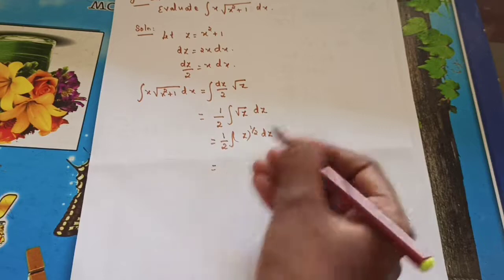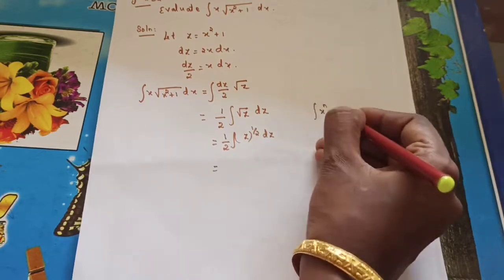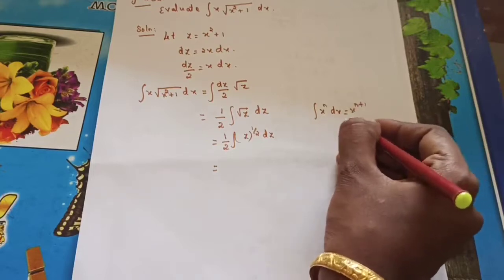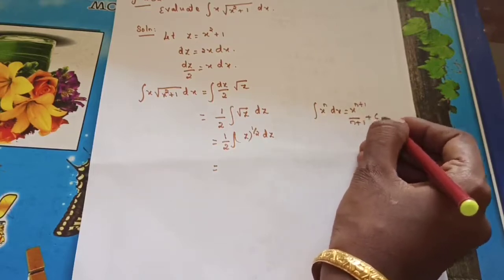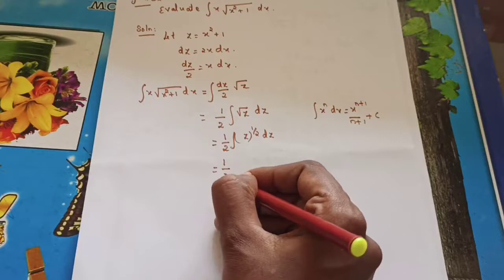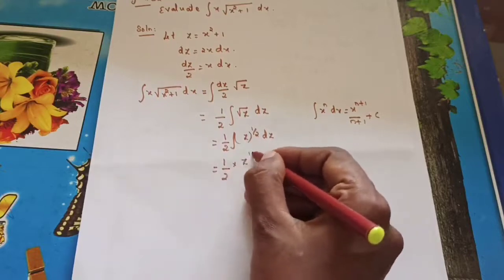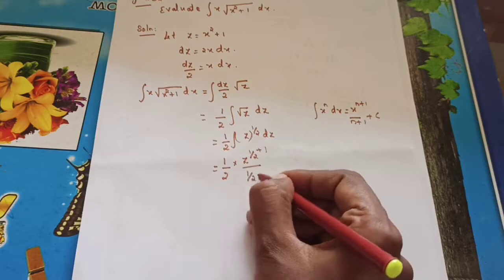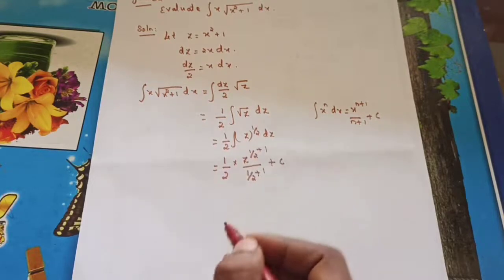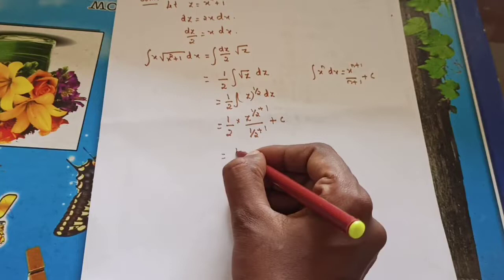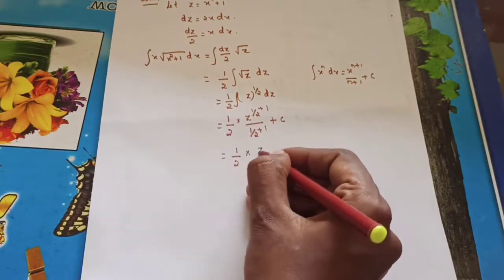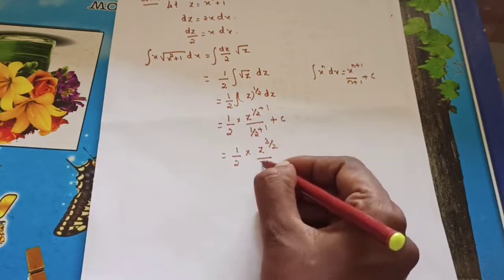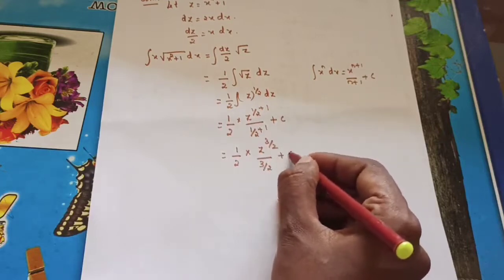So what's the normal formula for x power n dx? Integral x power n dx is equal to x power n plus 1 divided by n plus 1 plus c. Shall we apply? So 1 by 2 into z power 1 by 2 plus 1 divided by 1 by 2 plus 1 plus c. Okay. So what's the value? 1 by 2 into z power 3 by 2. Correct? Divided by 3 by 2 plus c.